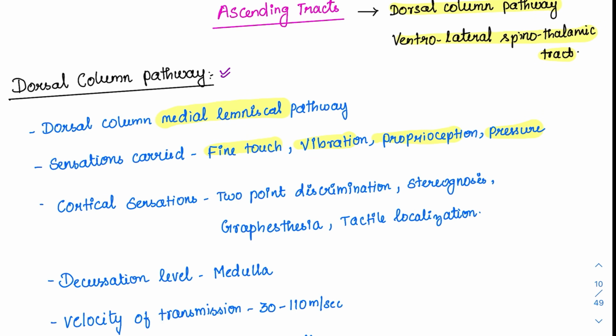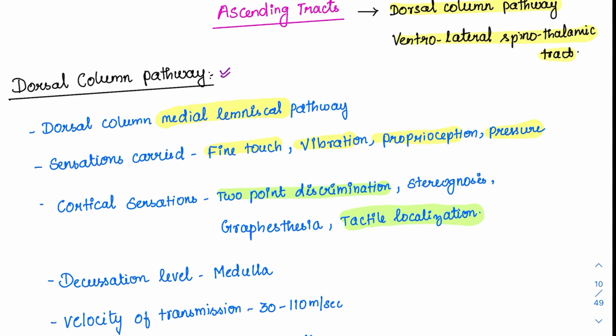Those sensations are called cortical sensations, and we have the 2-point discrimination. What is 2-point discrimination? Whenever a divider is placed, we ask the subject whether he is able to perceive it as 1 or 2. This kind of discrimination is called 2-point discrimination. Then there is tactile localization. What is tactile localization? We touch the subject and ask him to point to it. That is called tactile localization.